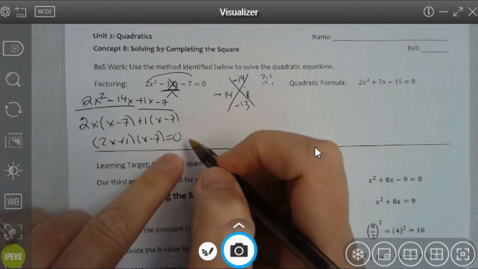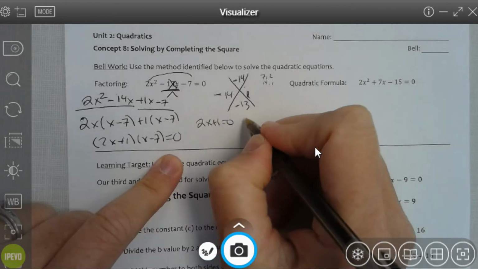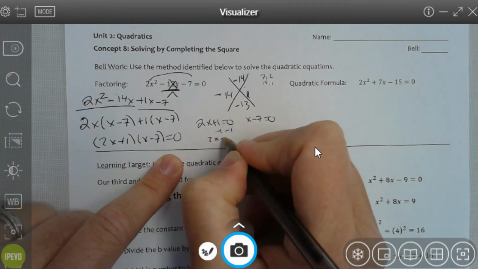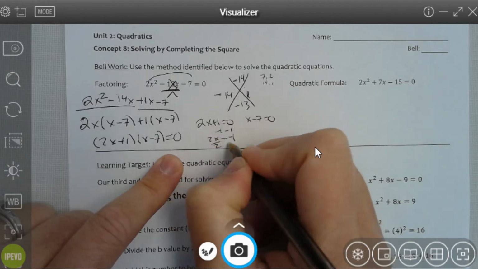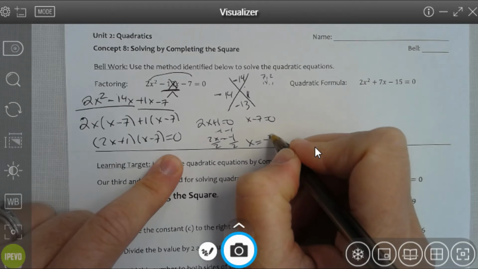It is equal to 0, so we need to finish solving it. So do your 2x plus 1 equals 0, x minus 7 equals 0. Divide by 2, so x equals negative 1/2. Add my 7, and x equals 7.